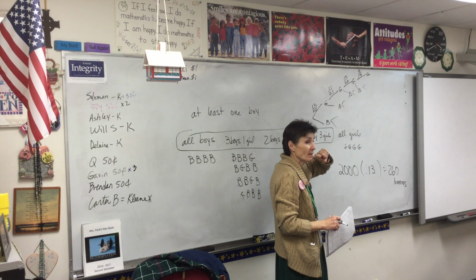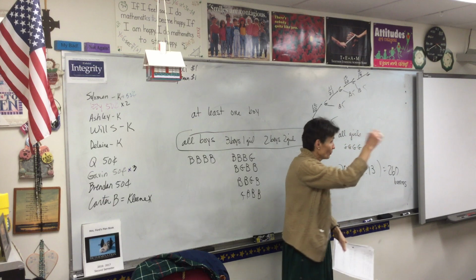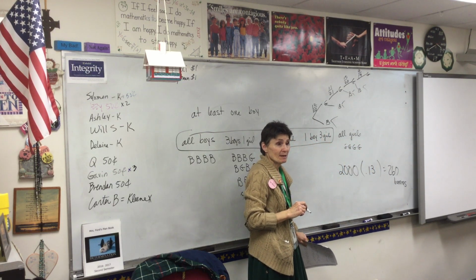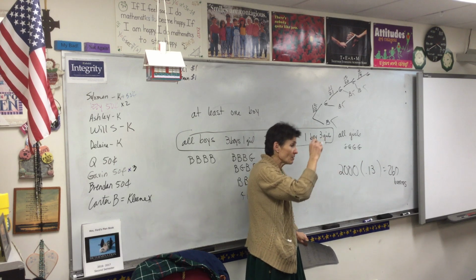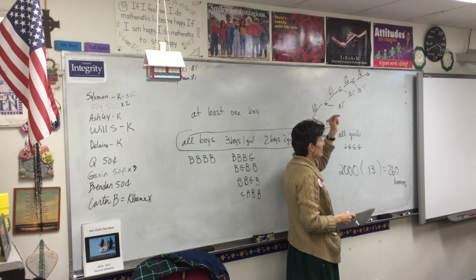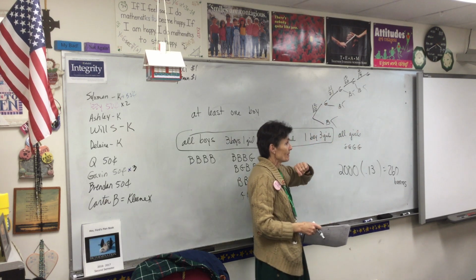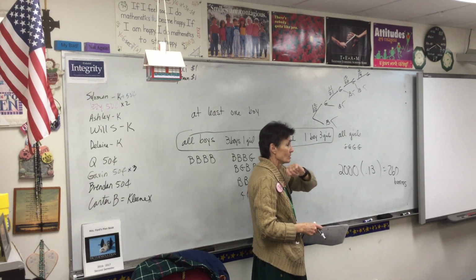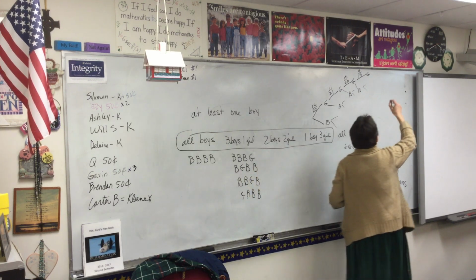I'm going to multiply them. Why am I going to multiply them? Because it's a girl and a girl and a girl and a girl. When it's and, I multiply. So take out your calculator. 12 divided by 22 times 11 divided by 21 times 10 divided by 20 times 9 divided by 19 equals. And tell me what you get.